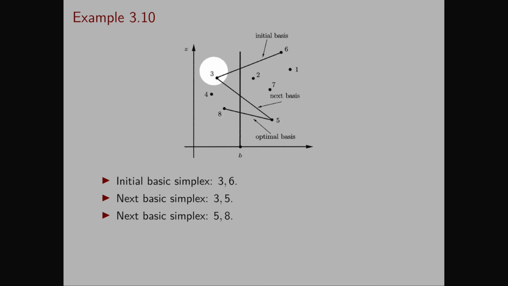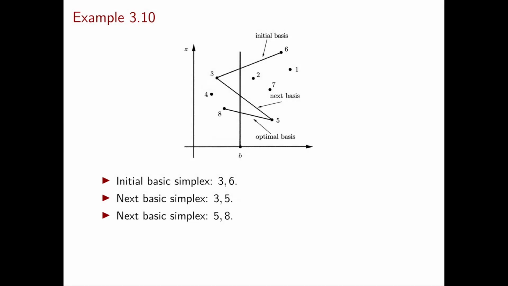Again, we form the segment 3, 8 and 8, 5. The one that intersects the requirement line is 8, 5, so we will have 3 leave the basis. The new basic simplex is then 5, 8, and you can check that it is optimal. And this concludes our video on the column geometry of the simplex method.